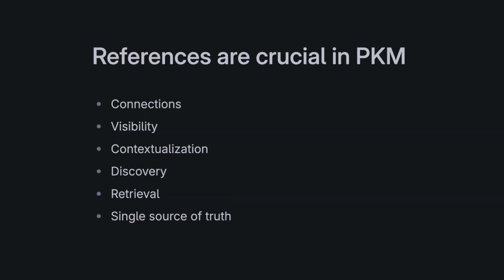So just to sum it up, references allow you to connect things, connect different parts of your workspace, connect different concepts and ideas. They allow you to maintain visibility in the places where you need them. They allow you to contextualize and recontextualize things. They allow you to discover and retrieve relevant information later on in your journey, and we will definitely cover it later in the video. And they also allow you to follow this principle of single source of truth, which is very, very important in PKM.